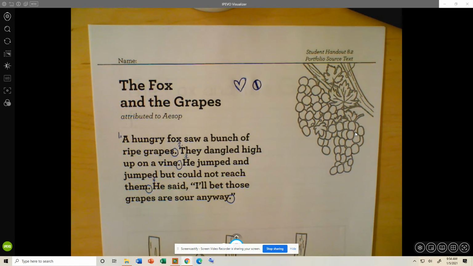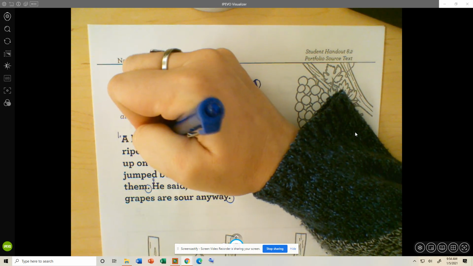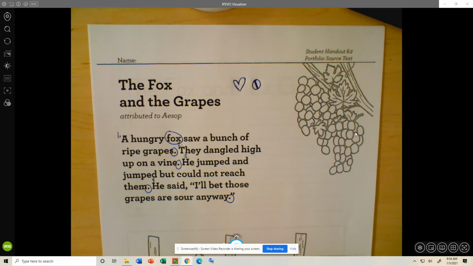So let's look at the first sentence. Who wants to read it for me? The very first sentence. Lucy C. A hungry fox saw a bunch of ripe grapes. Good. A hungry fox saw a bunch of ripe grapes. Now, there's a lot of words in there that could be important, but we need to pick the ones that are the most important. Right away, we have a character. Our character is being introduced. He's important. Okay, Corinne, who is our character? The fox. Okay, fox. So I want you to circle the word fox.